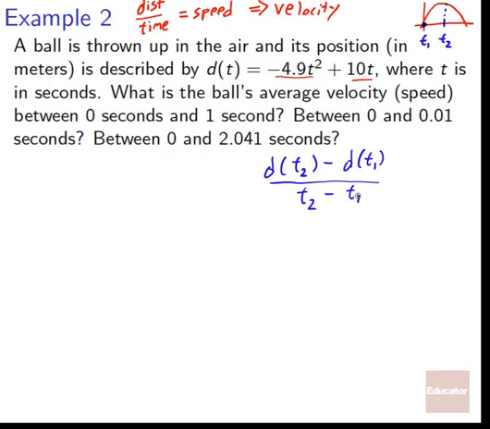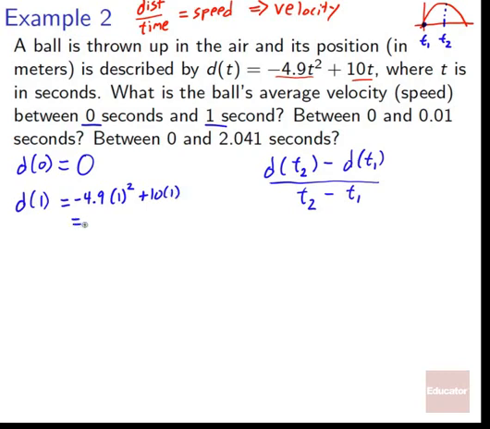Perfect. Great. So we need to figure out what it is at 0 seconds, what it is at 1 second right off the bat. So location at 0 seconds, we plug that in: -4.9 times 0 squared plus 10 times 0. Hey, that's just 0, which makes a lot of sense. If we throw a ball up at the very beginning, it's going to be right at the height of the ground. Distance at time 1 is going to be -4.9 times 1 squared plus 10 times 1.